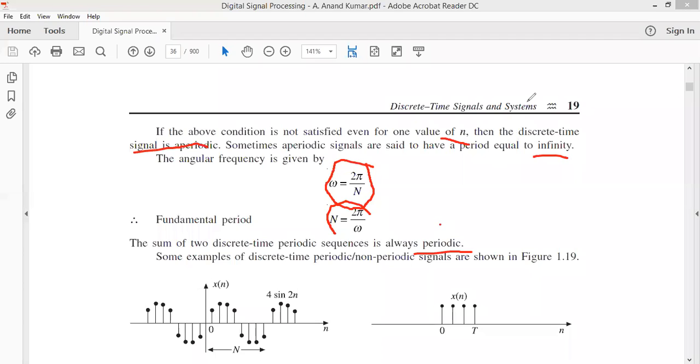See here, this signal is repeating from minus infinity to plus infinity, it is having some regular pattern, yes or no? So this is repeating, so it is called a periodic signal. See here, whether it is repeating, this signal is not repeating, it is only defined from 0 to capital N. So that is why this signal is called a non-periodic signal.